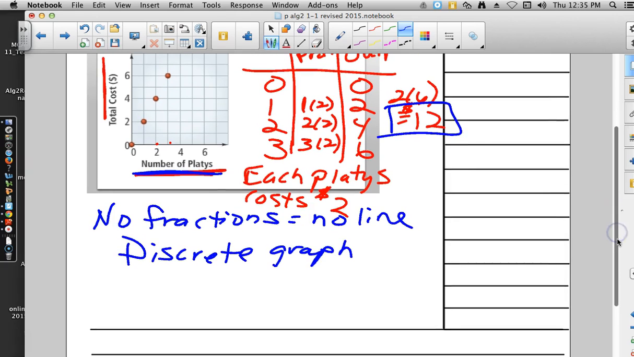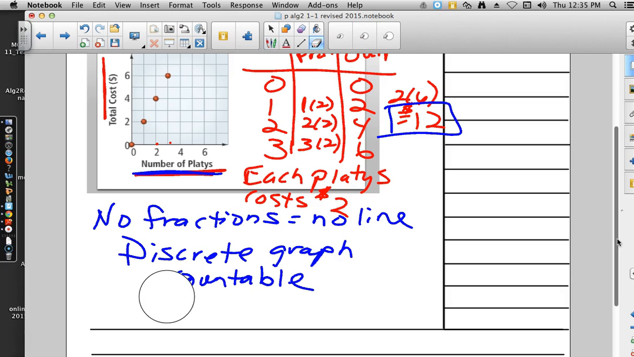A discrete graph is a countable objects graph. These fish, you can't get 3/4 of a fish. You can't get 0.75 of a fish. So discrete graphs are definitely countable objects. And that helps us as well to know, oh, that makes perfect sense that the number of the platus here is just going to be whole numbers, 0, 1, 2, 3, 4, 5, etc. So that could have gone over here as one of your big ideas, deep thoughts.